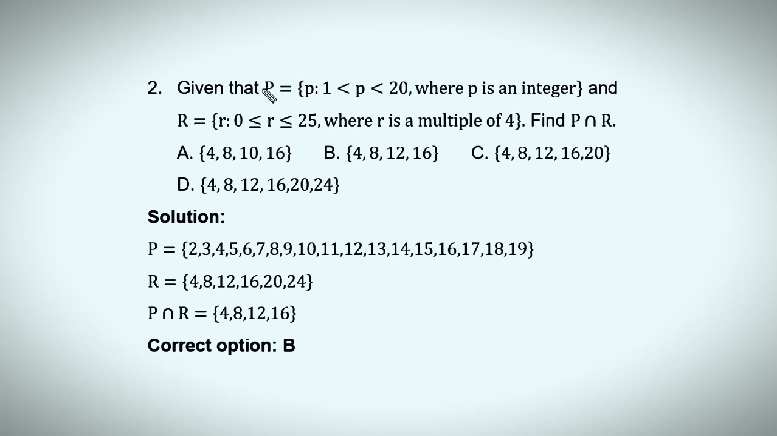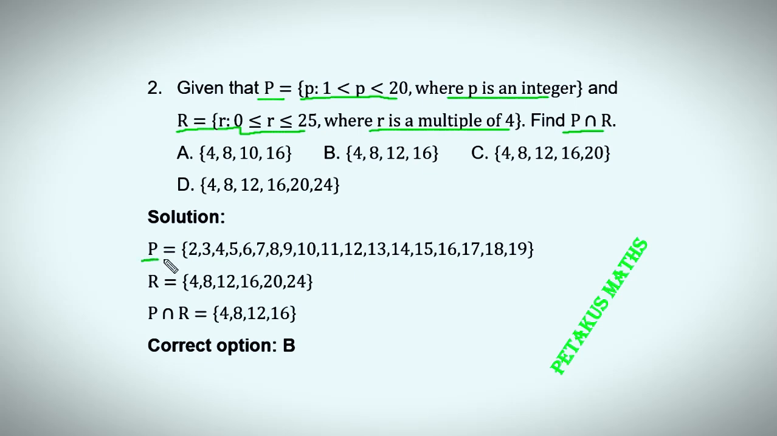Question 2. Given that set P is equal to P such that 1 is less than P less than 20, where P is an integer, and set Q equal to Q such that 0 is less than or equal to Q less than or equal to 25, where Q is a multiple of 4. Find P intersection Q. You have solution.